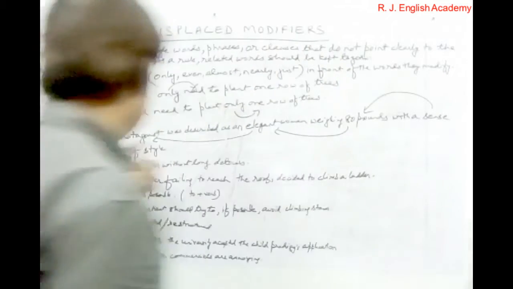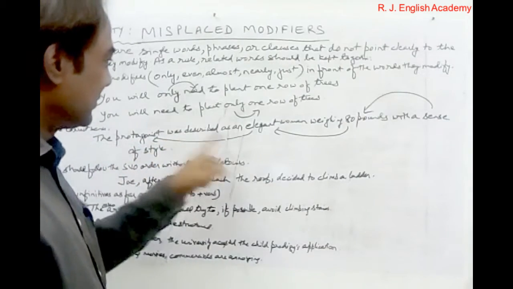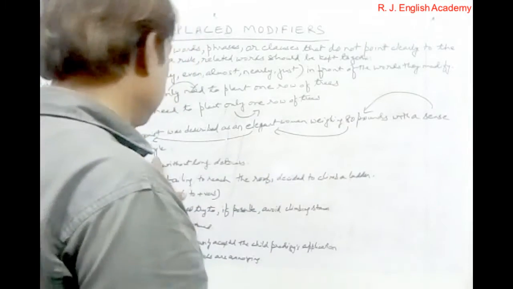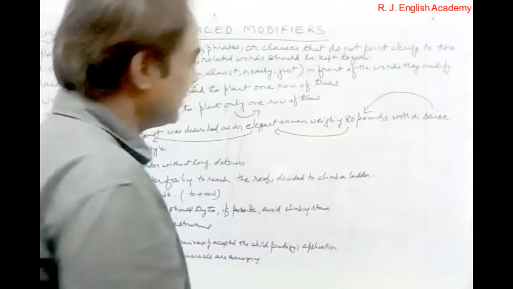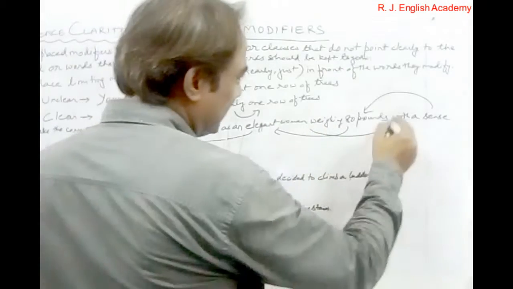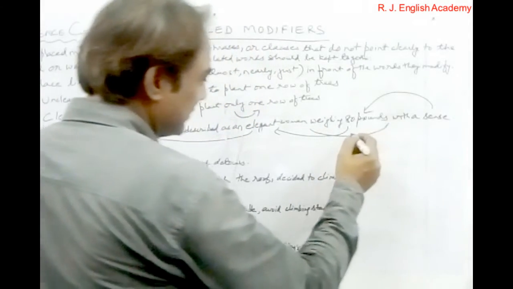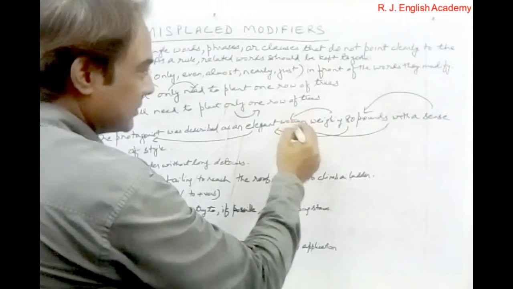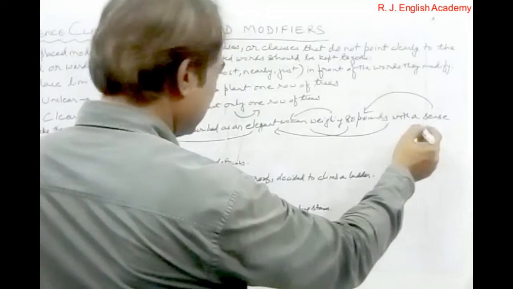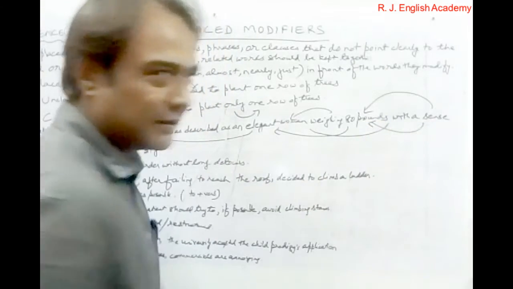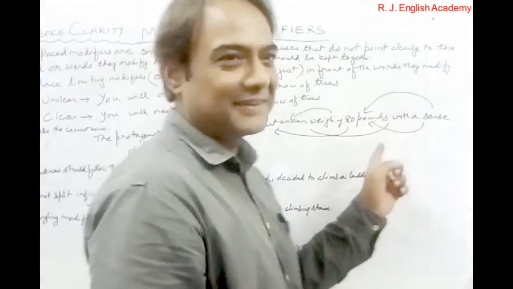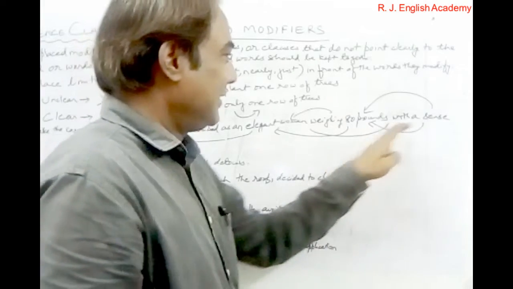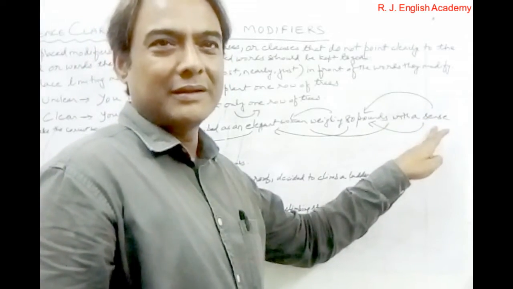The protagonist, or an elegant woman weighing 80 pounds with a sense of style. So here, weighing 80 pounds, this modifier, this phrase, what weighs 80 pounds? The woman weighs 80 pounds. Who has a sense of style? 80 pounds has a sense of style. See the loss of clarity, the mistake. Here, who has a sense of style? The woman has a sense of style.